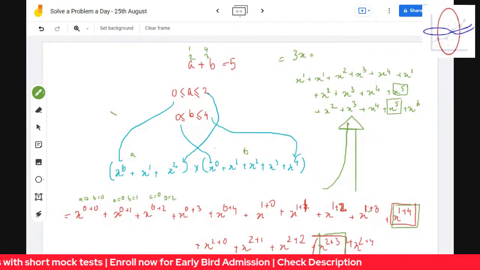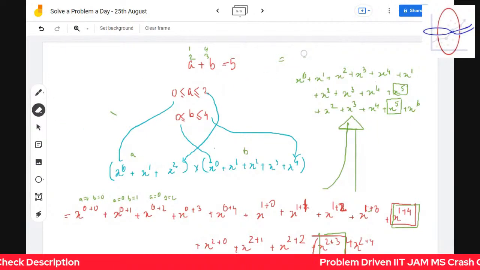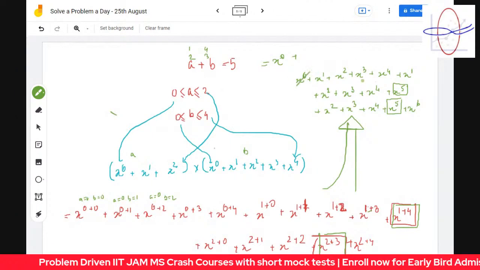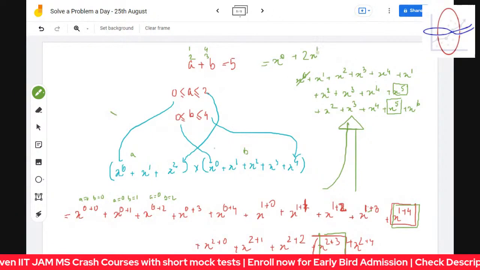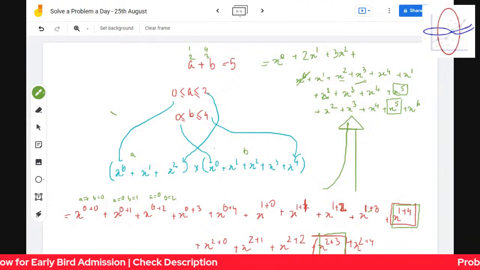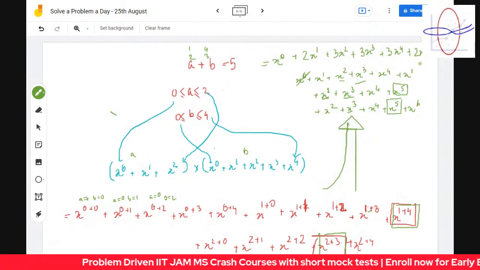One x to the power 1 is there, and x to the power 0, 1 x to the power 0 is there. Plus, it's done. So 2 x to the power 1 is there. Let's say x to the power 2: 1, 2, 3, so 3 x to the power 2 are there. X to the power 3 is 1, 2, 3, so 3 x to the power 3 are there. x to the power 4 is 1, 2, 3, 4, plus 2 x to the power 5 plus x to the power 6.